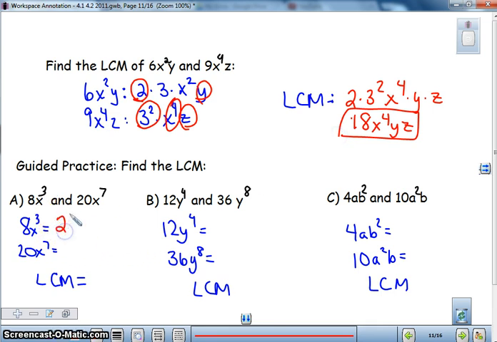So here we're going to put 2 to the third, 3 2's multiplied together give us 8, and x to the third. 20 is 4, or 2 squared times 5, and x to the 7th. What do they have in common? Well, they both have a 2, but the largest power is 2 to the third. They both have an x, the largest power is x to the 7th, and only one of them has a 5. So I have to have, in my least common multiple, 2 to the third times 5 times x to the 7th. Please try B and C, and I'll see you tomorrow in class with those completed, and we'll do a worksheet.